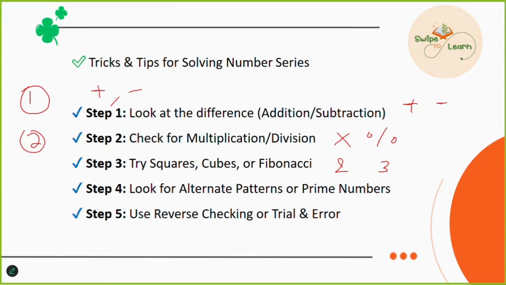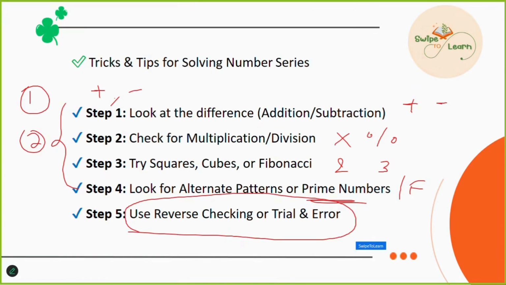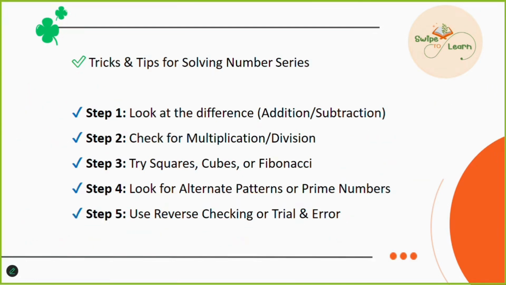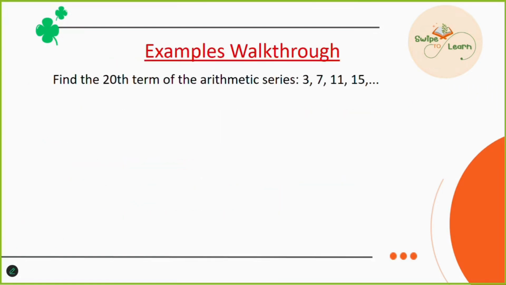Then if none of them works, what do you have to do? You have to check if we have any prime numbers or Fibonacci numbers as well, if it is following a prime number pattern or Fibonacci number pattern. If all these 4 steps fail, then you just try the trial and error method, which is a reverse checking method. That means you'll be getting 4 options for every question, right? So what you have to do is first take an option, try it, then take another option, try it. In this way you can easily find out the answer for this number series.